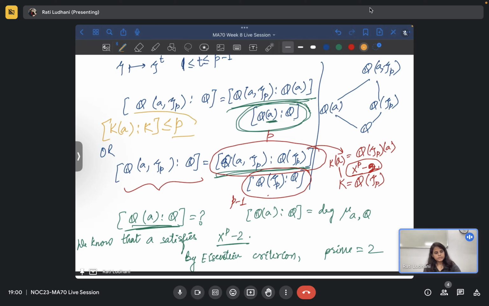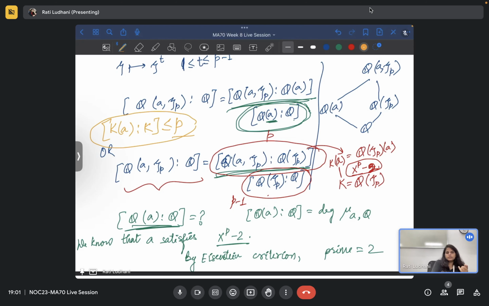So do you agree for this part? We have found that the degree of K(a) over K, the degree of the minimal polynomial of a, is less than or equal to p. Is it exactly p? We don't know that, because what is the problem? K is actually Q(zeta p), so maybe some power of zeta p can reduce it, we don't know that.